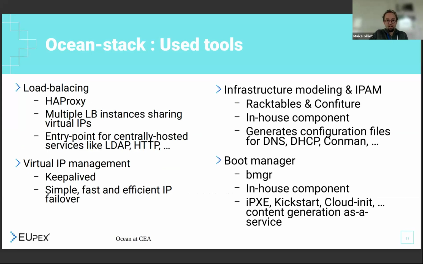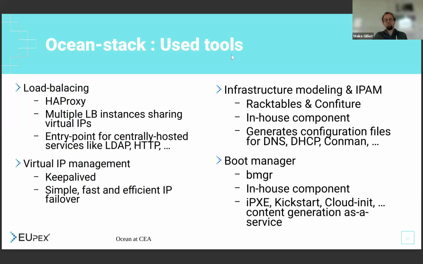For load balancing, we are using HAProxy, which allows us to have an entry point for different services, for HTTP, for example, and for the Puppet configuration also. So we have different load balancing instances, LB meaning load balancing here, sharing virtual IPs, and we have for LDAP and HTTP an entry point on this load balancer service, redirecting to different VMs hosting the LDAP or the HTTP services.